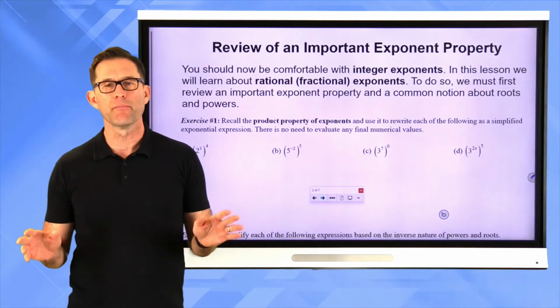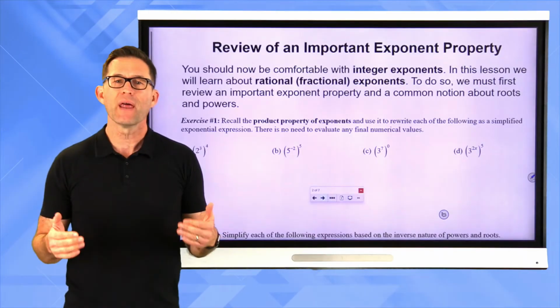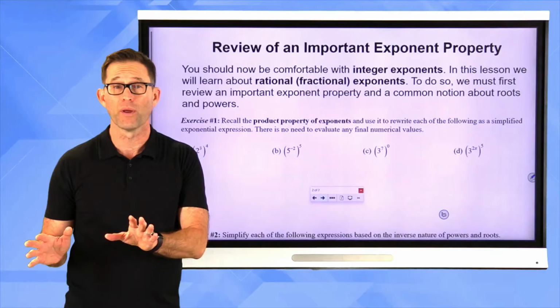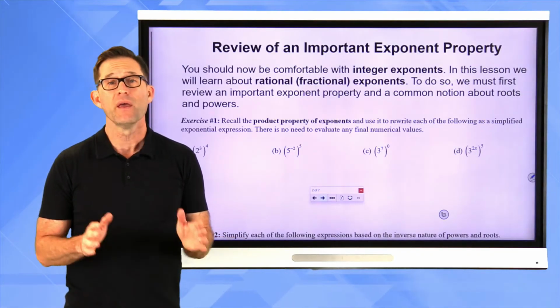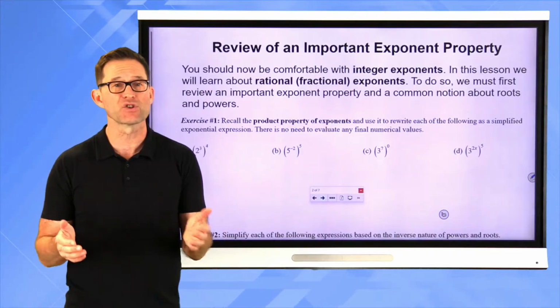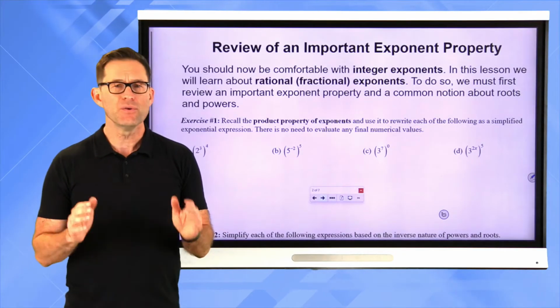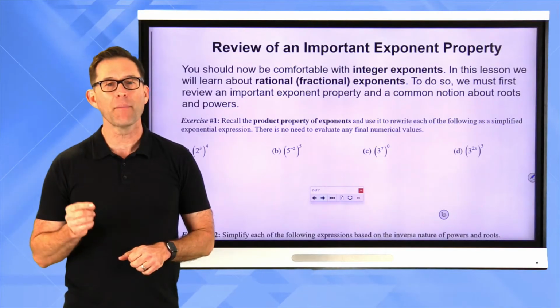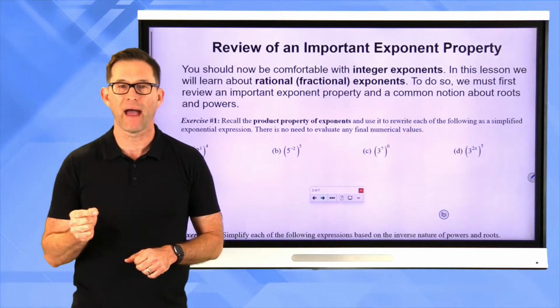Now let's review an important exponent property. You should now be comfortable with integer exponents, right? Those are both positive whole numbers and negative whole numbers. In this lesson we will learn about rational, also known as fractional, exponents. To do so we must first review an important exponent property and a common notion about roots and powers.